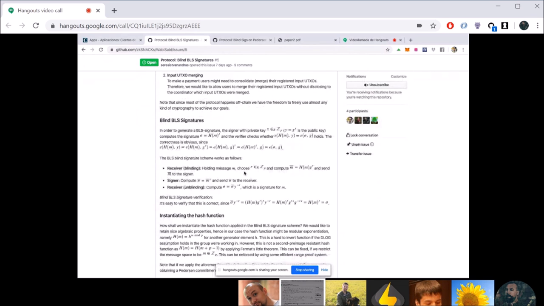So there's a blinding phase. We have a message M. We can blind it. First of all we hash the message, and with the generator in the elliptic curve group, we can blind it with the randomness R. So we send the blinded message to the signer, which in the Wasabi lingo or in the coinjoin literature, we would call the coordinator. So the coordinator gets a blinded message m hat, and then the coordinator can sign this blinded message with his secret key, and then the receiver unblinds it.